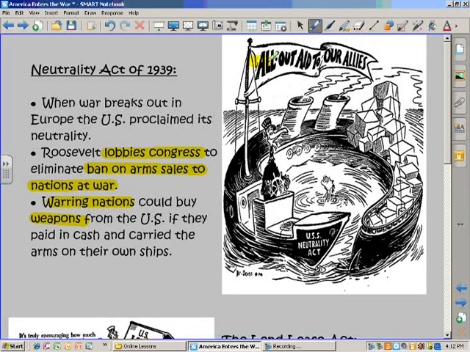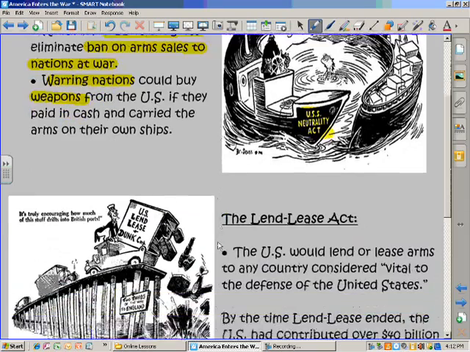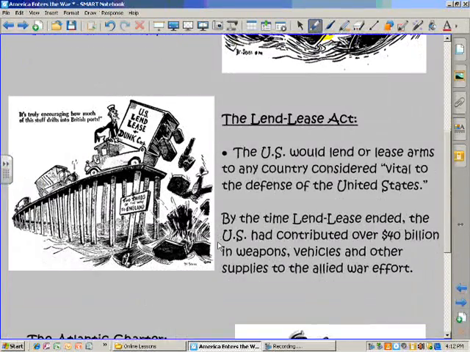And one of the interesting things about this cartoon, it says, all and out aid to our allies. And that's the USS Neutrality Act right there. We are out of it, but we are going to give aid to our allies in exchange for money. Scrolling down, we'll look at the Lend-Lease Act.